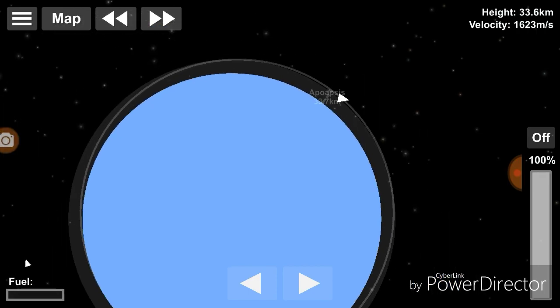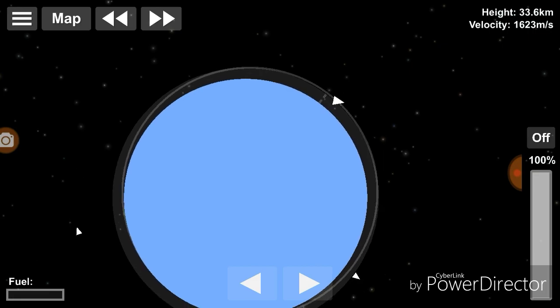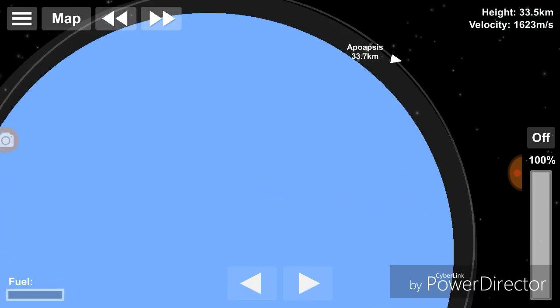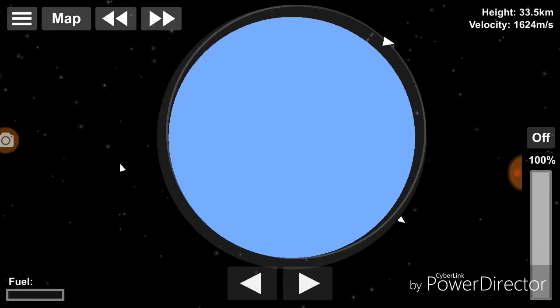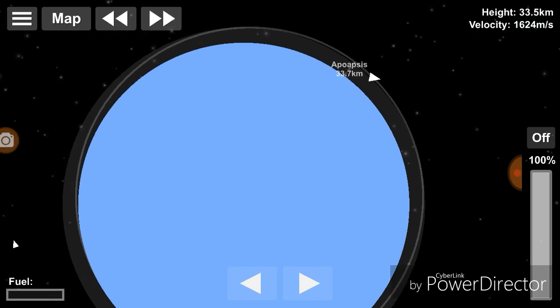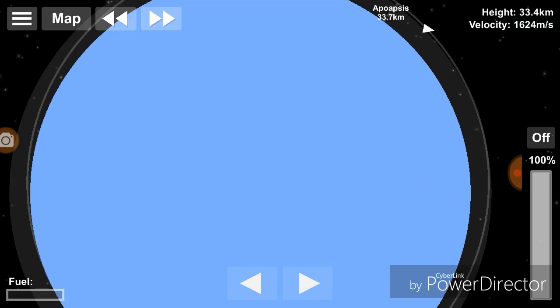Defining orbits by period is basically taking the period of the orbit and then getting velocity from that, which is basically distance divided by time. Or basically how long it takes: the circumference of the circular orbit divided by how long it takes to make that orbit will give you the orbital period.